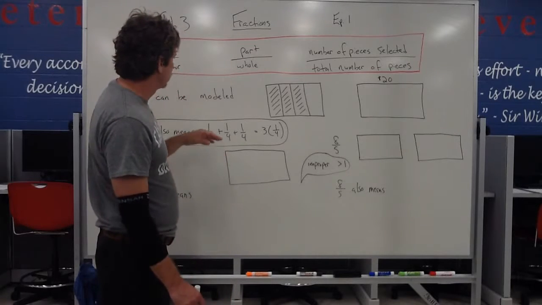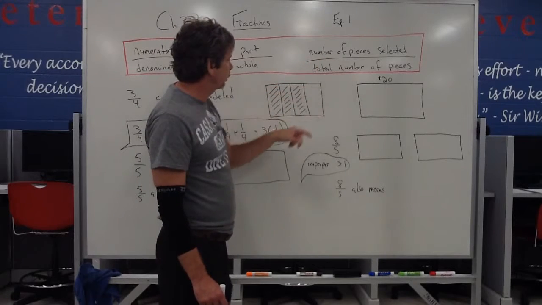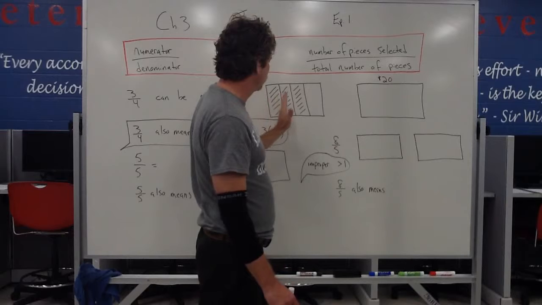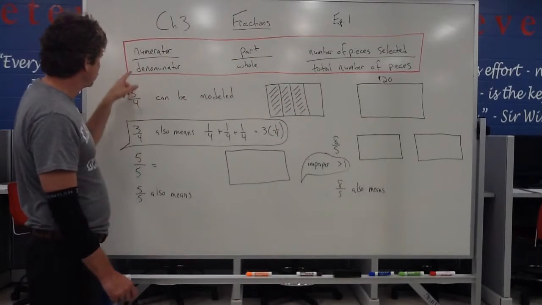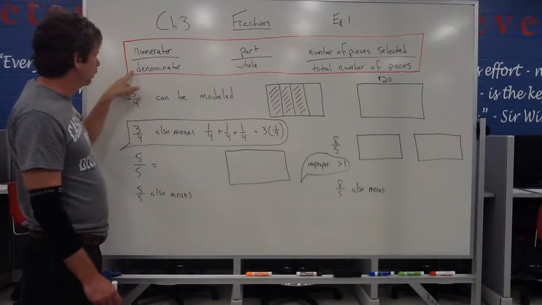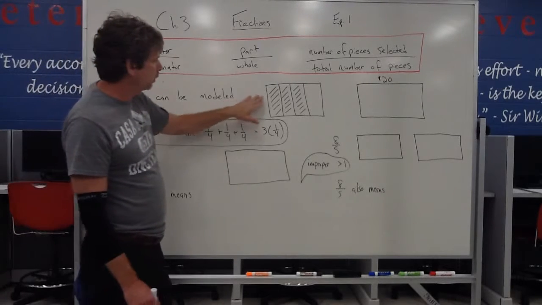So again, following the concept here, the number of pieces selected was 3. The total number of pieces was 1, 2, 3, 4 pieces. So there's where 3/4 is coming from. Again, denominator describes what type of fraction I'm dealing with. So in this case, since I have a 4 here, I'm dealing with fourths.